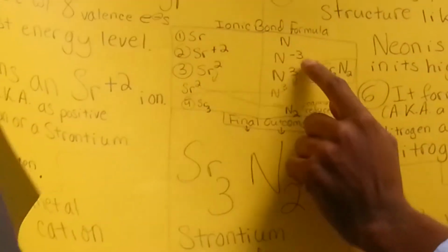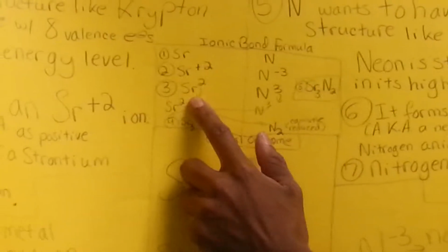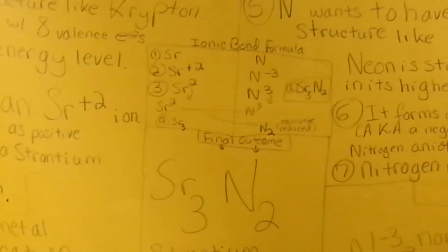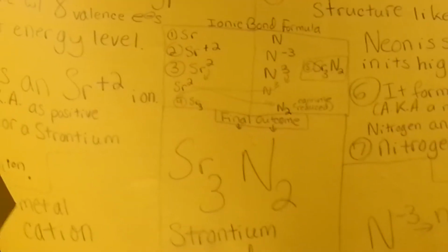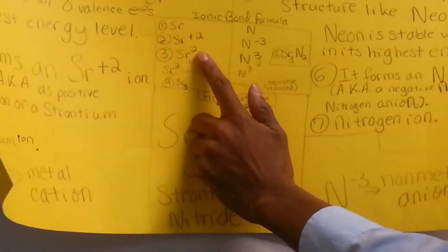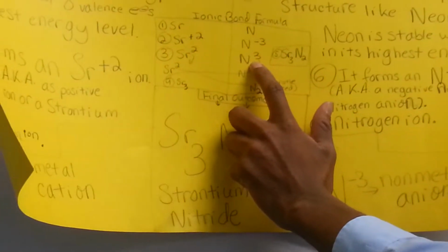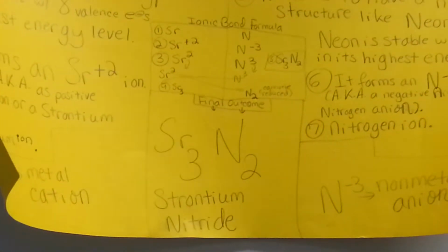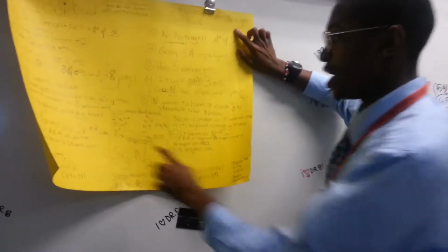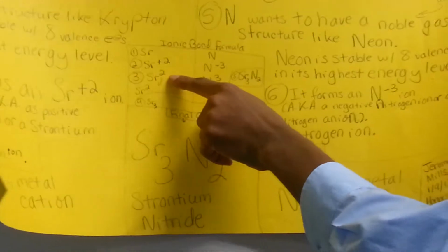Step 2, Sr plus 2, N minus 3, positive ion, negative ion. Step 3, write the superscripts. Sr 2 and 3. Here it seems as if they're both positive. Sr 2 and 3. These are the valences, I'm sorry.